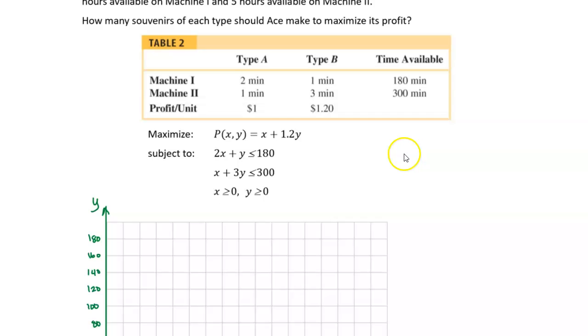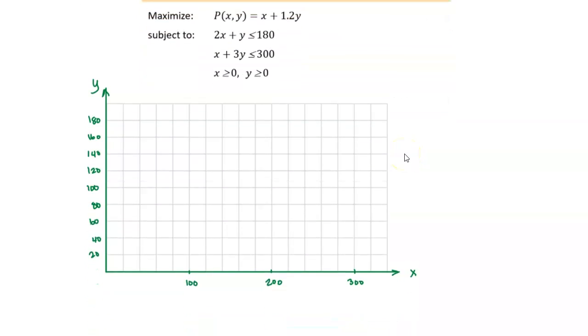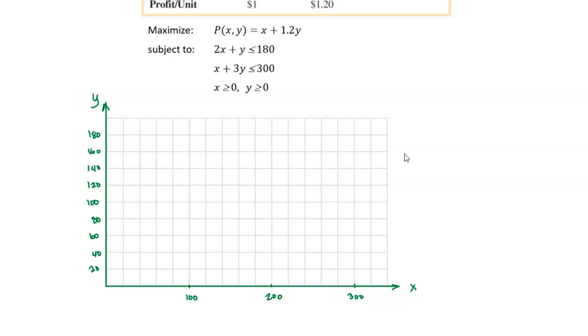All right, so now we're going to try to solve this linear programming problem. I'm going to scroll down here so we just see the linear programming problem and the graph. And the first step is to graph the feasible set. The feasible set is determined by these constraint equations, so we're just going to graph the constraint equations.